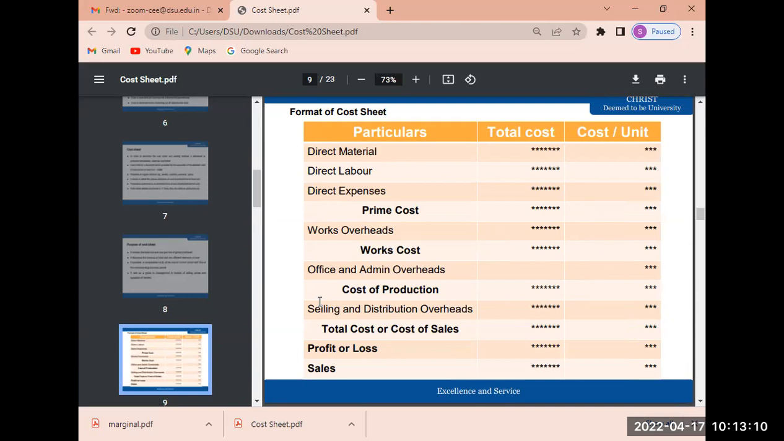Say, for example, machine insurance, premium paid on insurance for a machine. Where will you classify this? Works overhead, factory overheads. Okay. Interest payable on loan. Office and admin overhead.